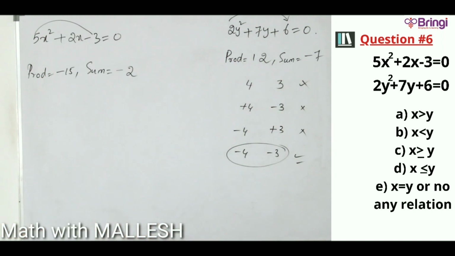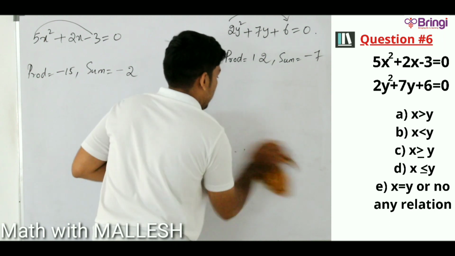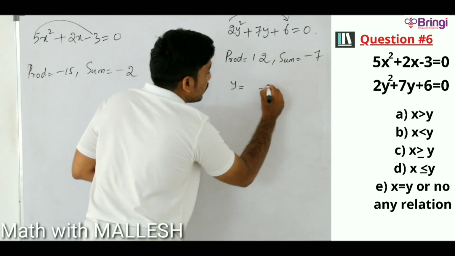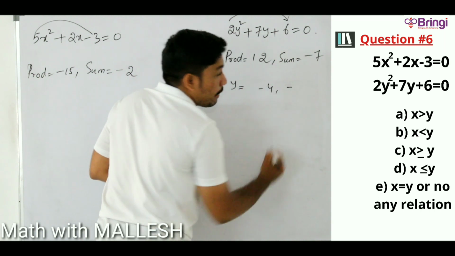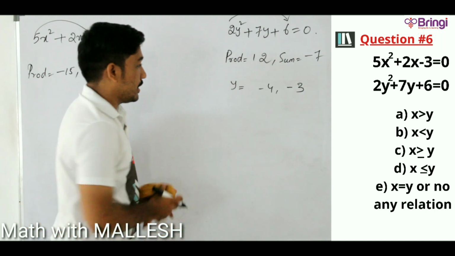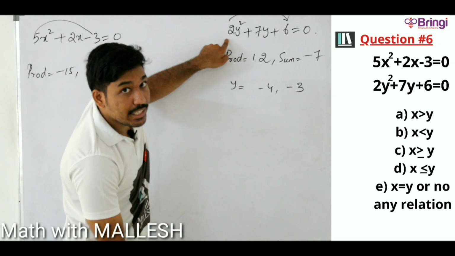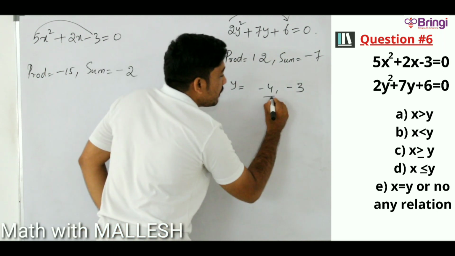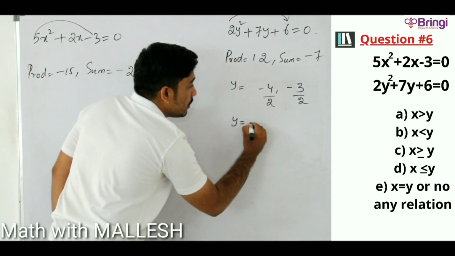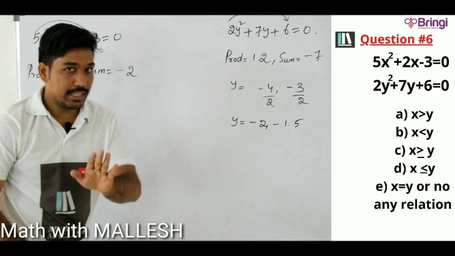What are the numbers? y is equal to minus 4 and minus 3, and this is not the final answer. Minus 4 and minus 3 are the roots. Now what is the coefficient here? 2. Divide by 2. Now what is the y value? Minus 2 and minus 1.5. Clear?